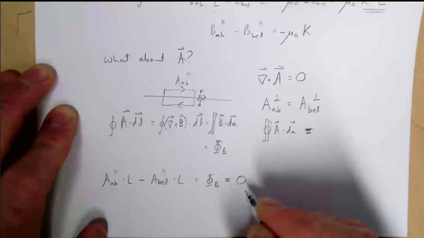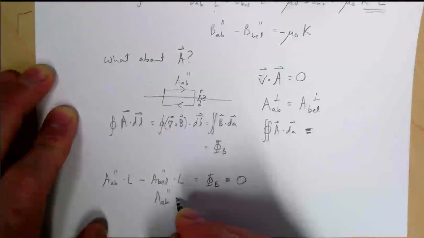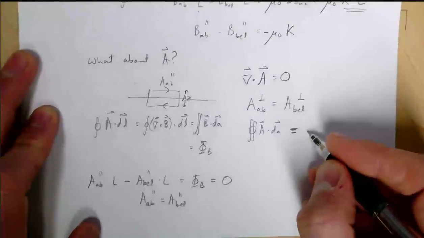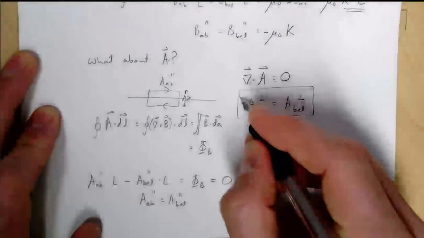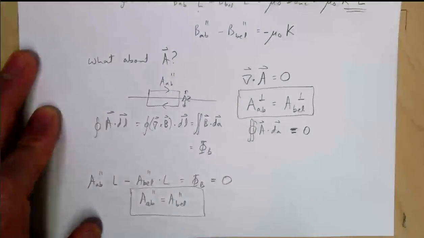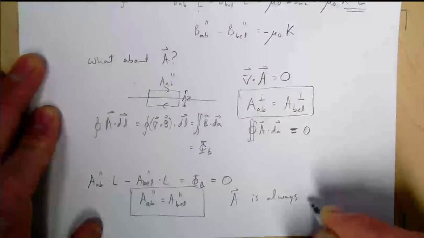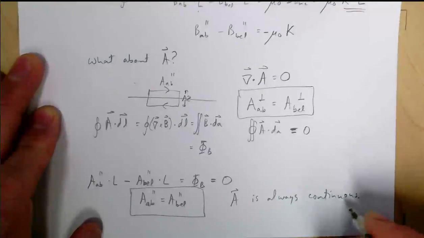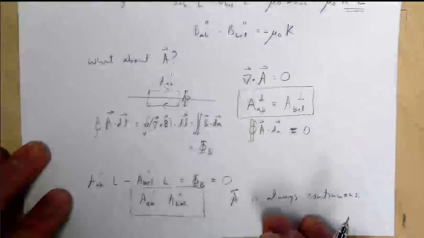So here we would have that this is equal to 0. So in other words, this is telling me that A above parallel is equal to A below parallel. In other words, basically, what I'm seeing here is that the perpendicular components and the parallel components are all continuous. So in other words, A is always continuous, just like the electrostatic potential is.